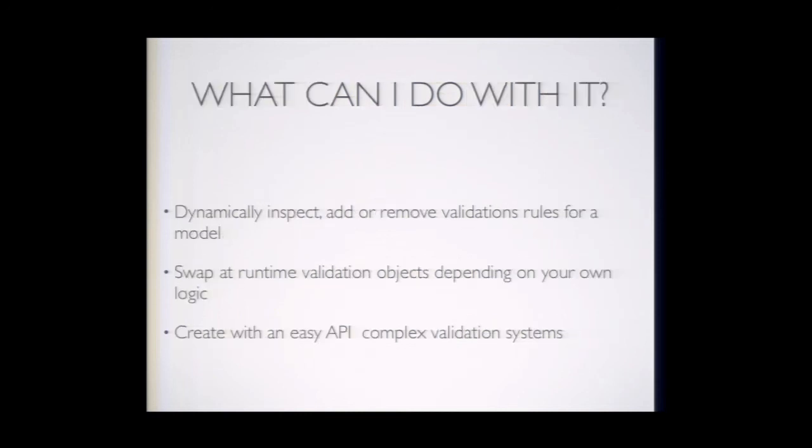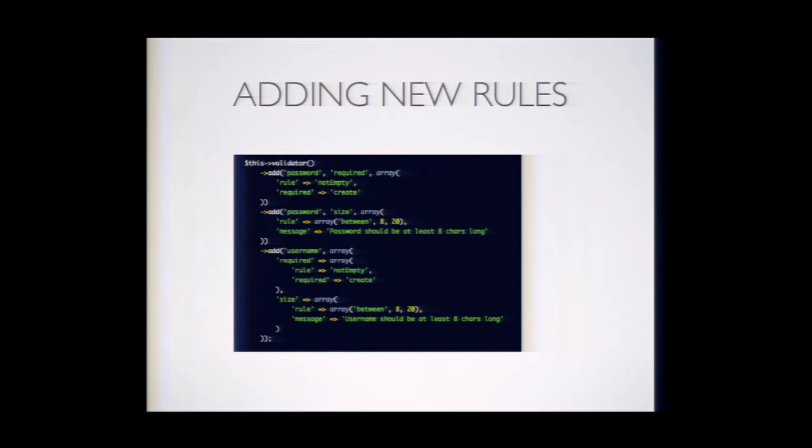So what you can do with it now is that you can dynamically inspect, add, or remove validation rules for a model. You can swap at runtime all validation objects depending on your own logic, and you can create with this new easy API very complex validation systems. Let's see some examples. You can add rules. This is code inside the model. You can add rules for password, for username. It's basically the same arrays that you use in the validate property, but you can now change them on the fly.